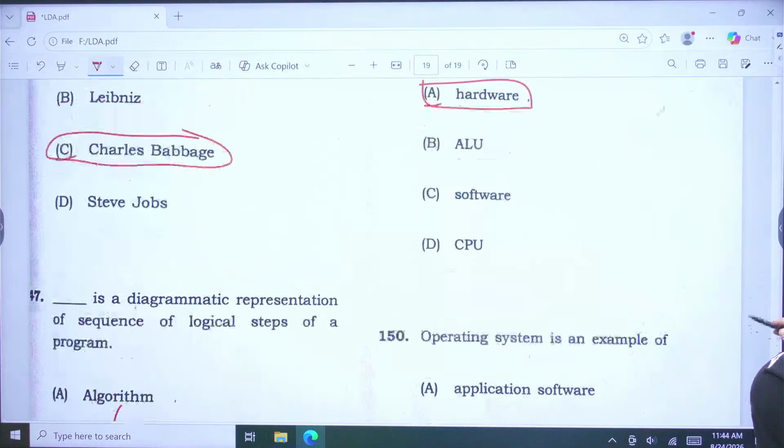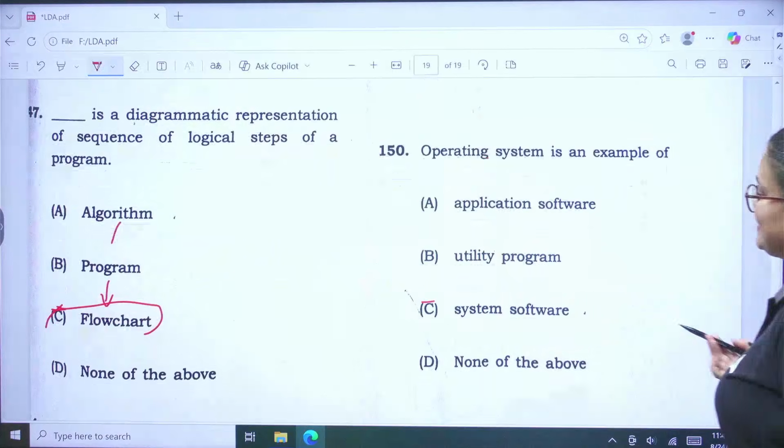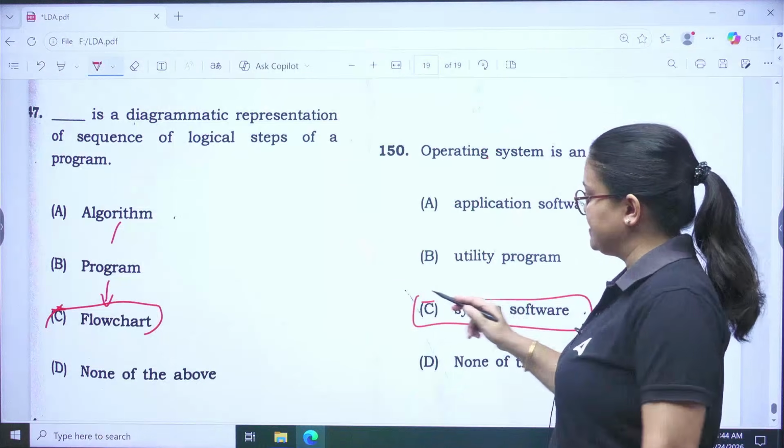Next question is this, the last question. Operating system. What is the operating system? It is a type of system software.